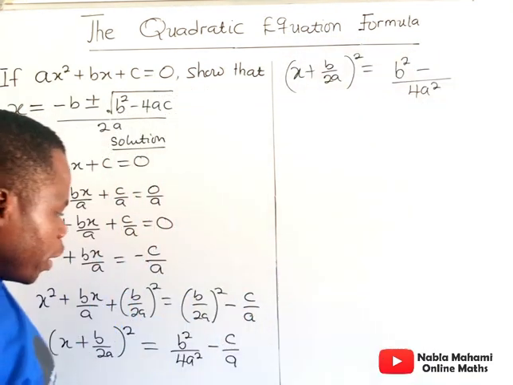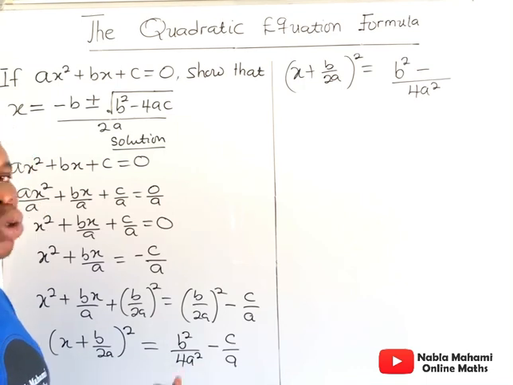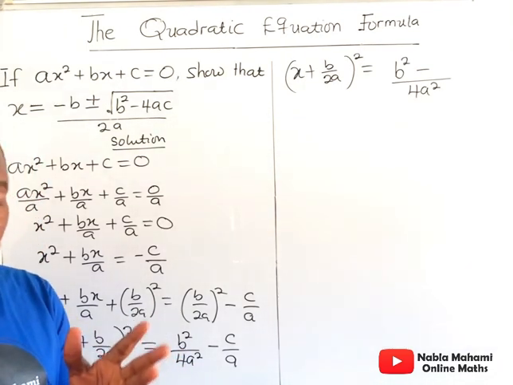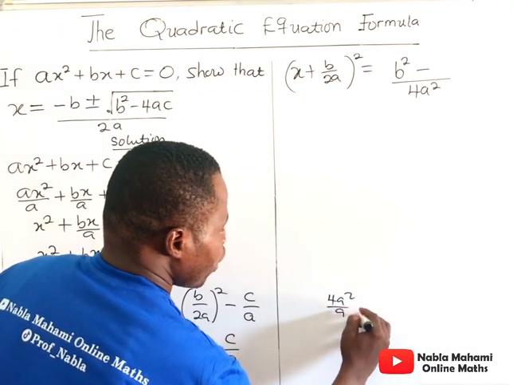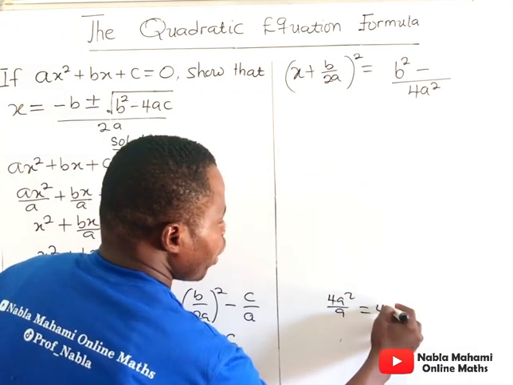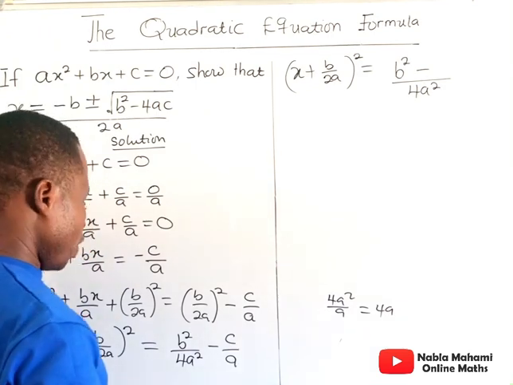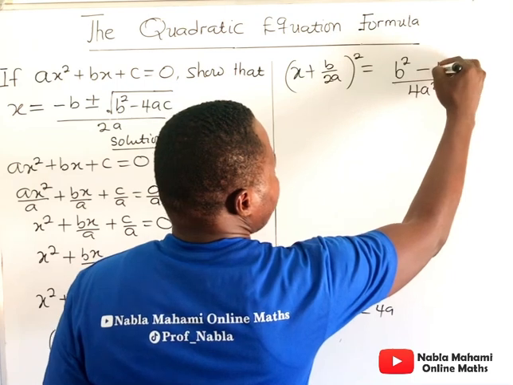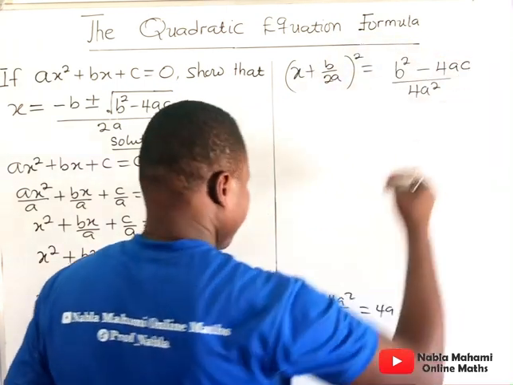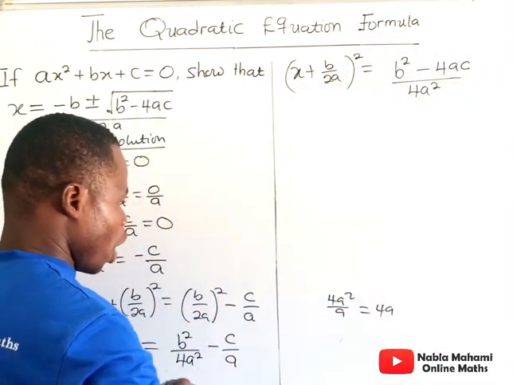Minus, you know that a will go into 4a squared. When it goes, it will leave 4a, because it will look like this: 4a squared over a. And you see that this a will cancel one a here. It will now leave what? 4a. Then I will use the 4a and multiply by c. It will now be 4ac. So this is what I will get.